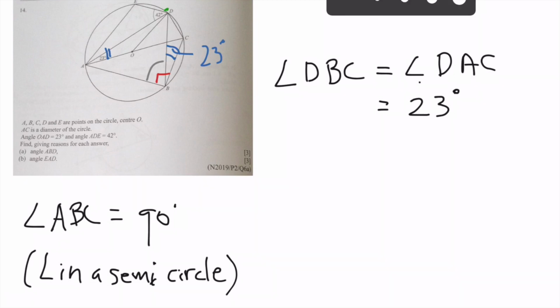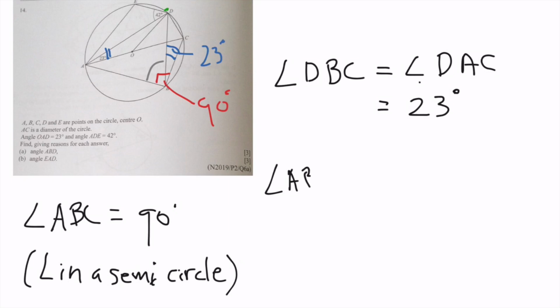And you also know this is a right angle, 90 degrees, right? Now you want to find out the angle ABD. In order to find the angle ABD, all you have to do is just 90 minus 23 degrees, right? And you get the answer. So what is 90 minus 23 degrees? It is 67 degrees, right? Okay, so this is the answer.